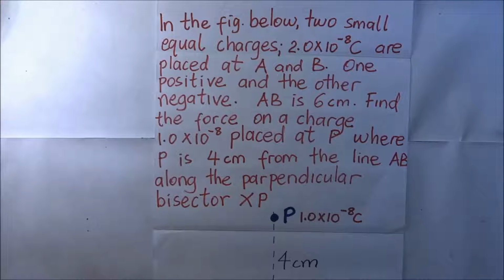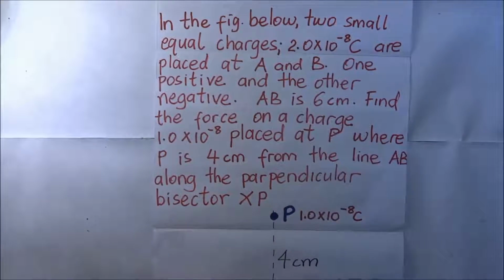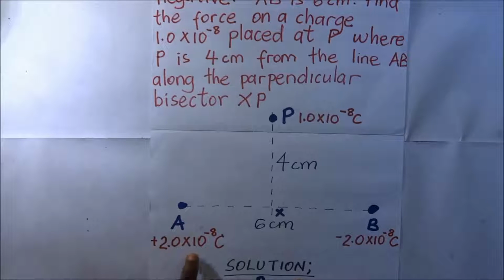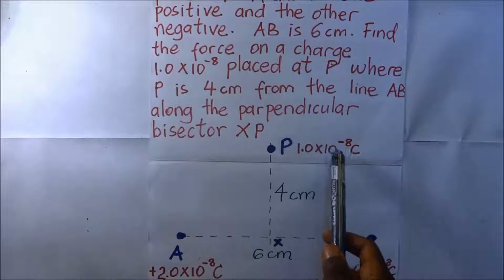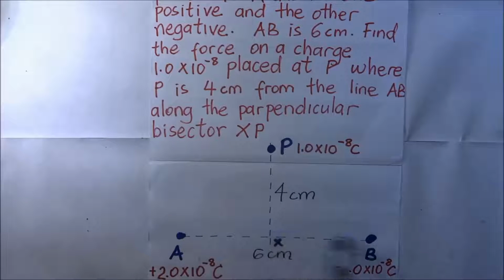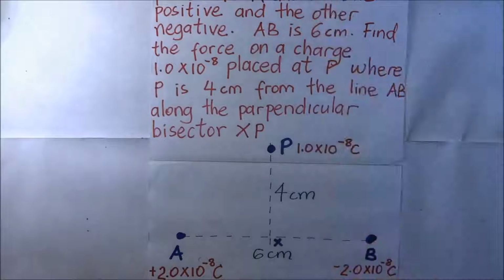We have a diagram here that tries to summarize this question. It's a bit long. They're talking about two charges that are equal but opposite. These are the ones at A and B. We have positive 2 times 10 to the power negative 8 and negative 2 times 10 to the power negative 8. They are 6 centimeters apart, and we have a charge P which is 1.0 times 10 to the power negative 8 coulombs, and it is 4 centimeters from the perpendicular bisector XP. This diagram serves to summarize this whole question.